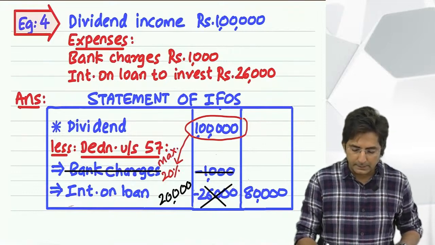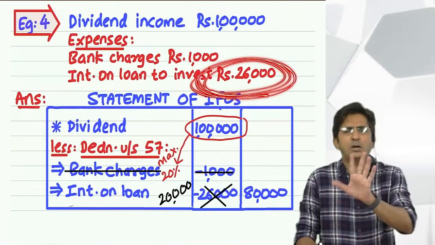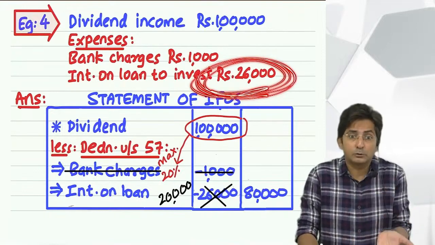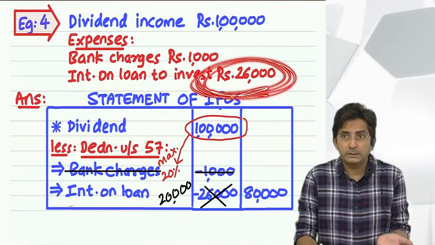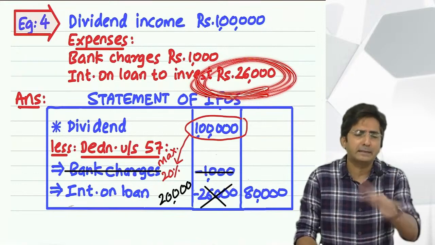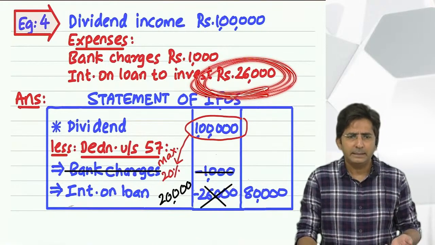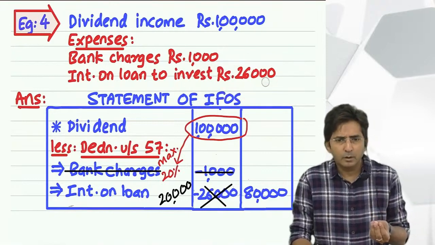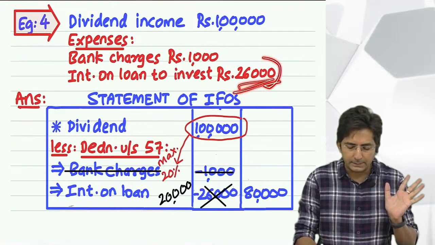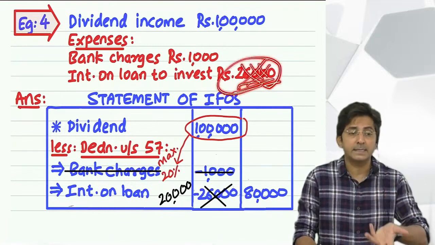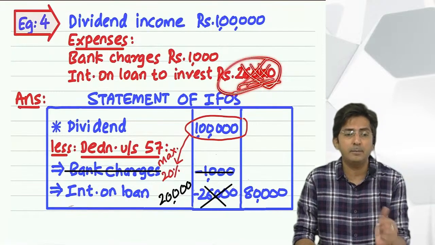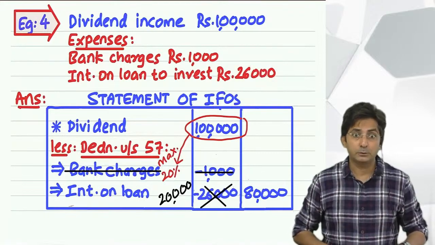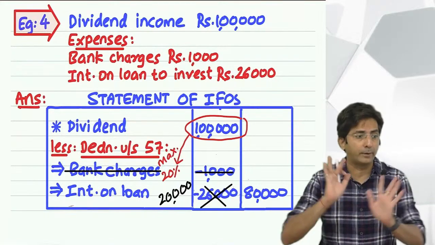What if this 26,000 would have been only 6,000? Then 6,000 only. Obviously the government will not say, no, deduct 20,000. Why 20? If I have incurred only 6,000, then I will minus only 6,000. Means if it is less, take less. But if it is too much, then stick to the limit of 20%.